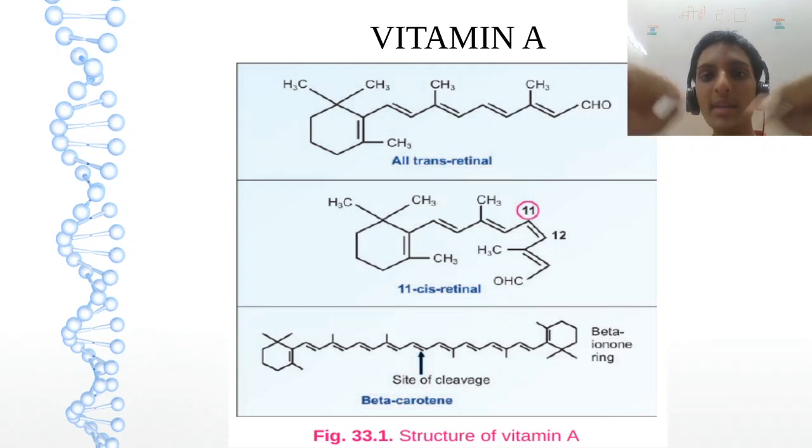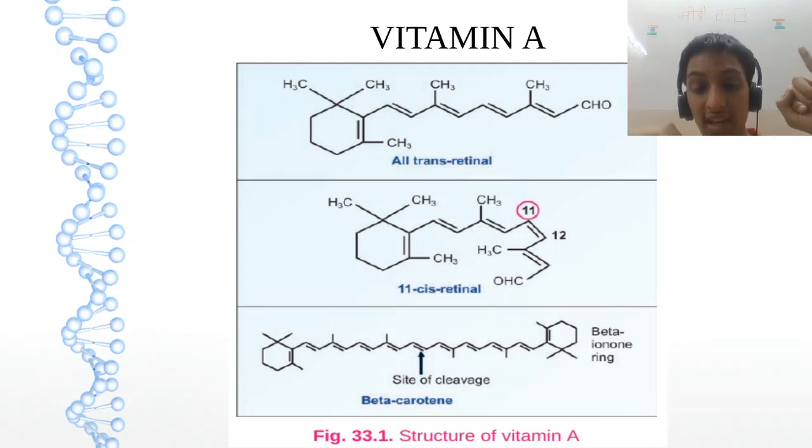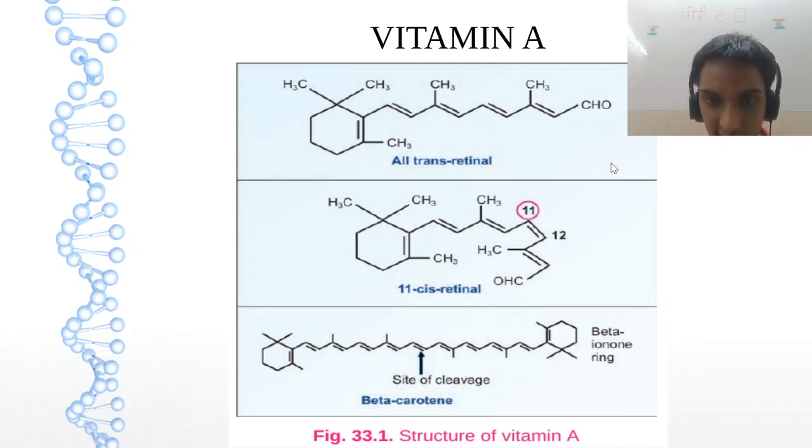So what are the vitamers of vitamin A? Please remember these four names: retinol, retinal, retinoic acid, and beta carotene. Here you are only seeing the retinal and the beta carotene.